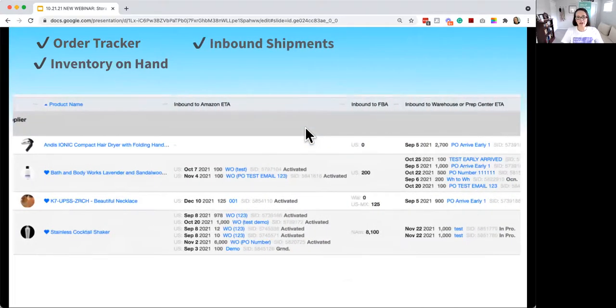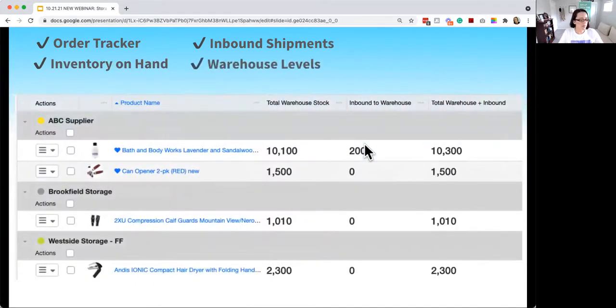Then you have inbound shipments. Inbound shipments, this is everything that is currently either in production or on the way via ocean, air, whatever method. Then you have warehouse levels. Warehouse levels shows you what's in every single warehouse, what inventory and how much of it.